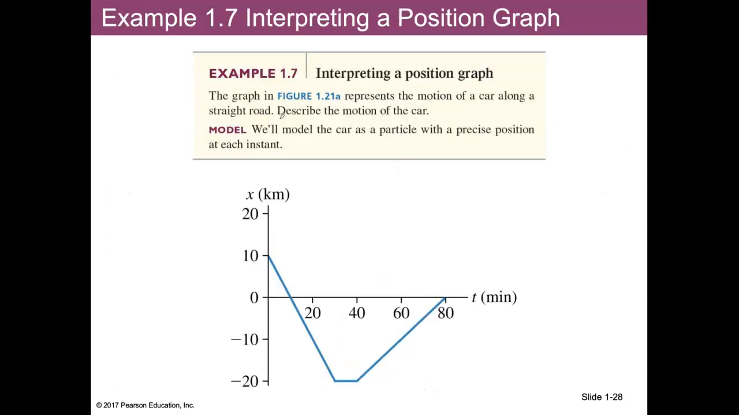For this one, it's just an example. It says the graph in figure 1.21a, so that's this, represents the motion of a car along a straight road. They want us to describe the motion of the car. So we've got to look at the slope. Remember, the slope of position versus time is going to tell you velocity. If it's pointing down, we're going to say it's negative. Here, there's no velocity at all, and here the velocity is positive.